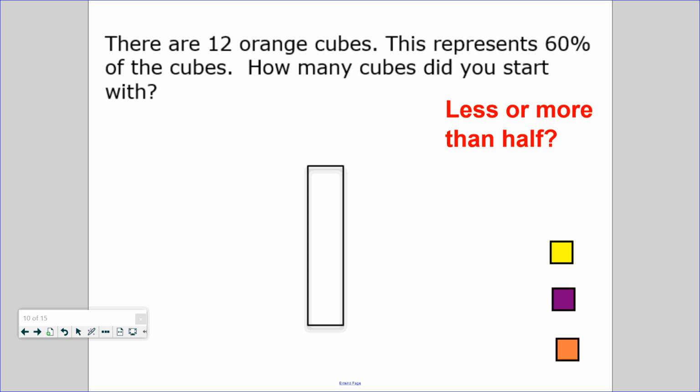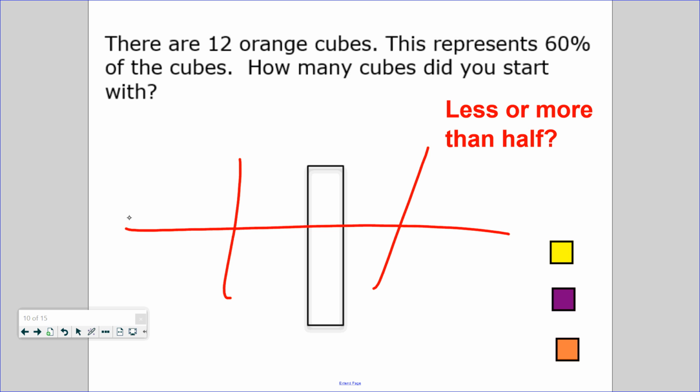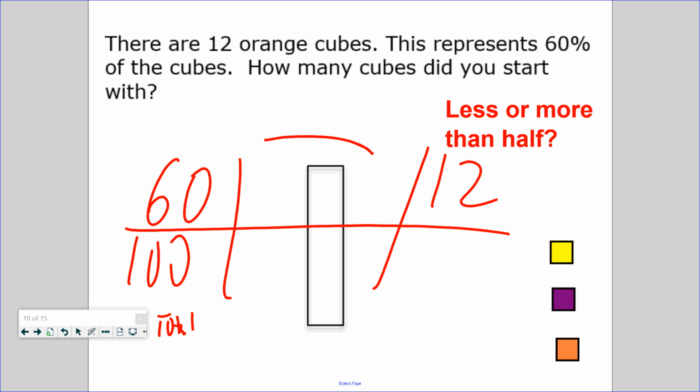And last but not least, there are 12 orange cubes. This represents 60% of the cubes. How many cubes did you start with? So how would you write 60% as a fraction? 60 out of 100. This represents total. And there's 12 orange cubes. Do we know the total? Nope, so 12 goes here. What's the relationship here? Divide by 5. So we started with 20.